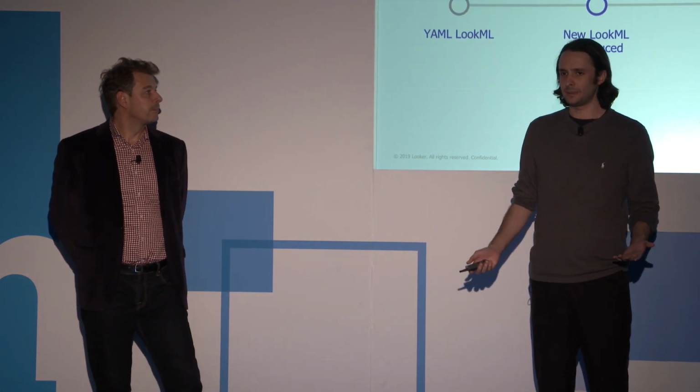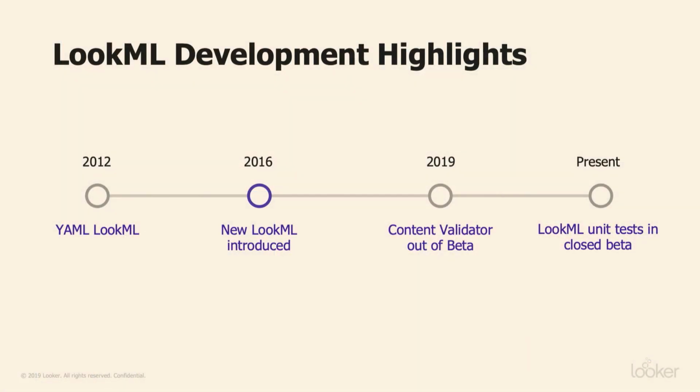LookML development ostensibly began in 2012 with the launch of Looker, with its YAML-based, Git-backed modeling language. Fast forward 4 years later, in 2016, the Looker product had evolved, and it was time for a reboot of the LookML modeling language. We introduced what we called New LookML, and what we now refer to as just LookML. Even today, development continues. For example, this year we took the content validator out of beta. We currently have in beta LookML unit tests, which you may have heard about earlier today, and other minor features as well.